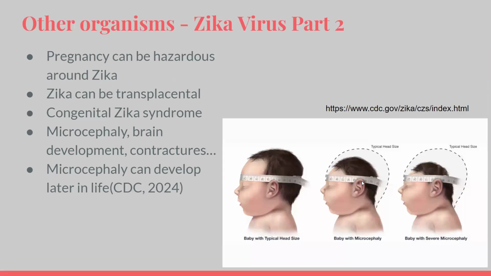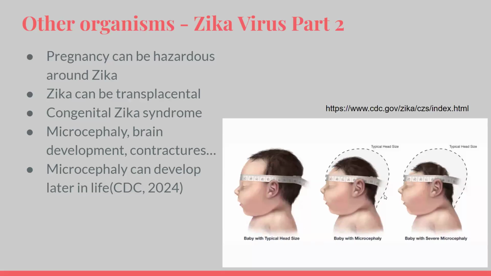Why Zika virus is so dangerous is because pregnancy during Zika virus infection can be very detrimental, not just to the body itself, but also to the fetus that's developing. Zika can actually be transplacental and cause something called congenital Zika syndrome in the fetus. Some of the symptoms associated with it are microcephaly, brain development issues, and contractures. The most dangerous one is probably microcephaly, which is defined as underdeveloped cranial growth.